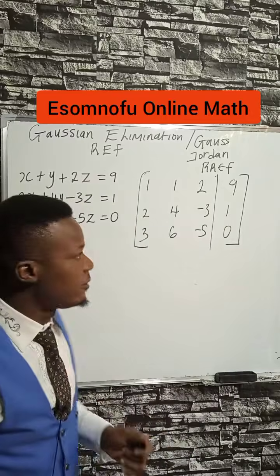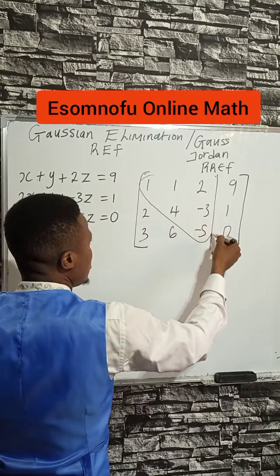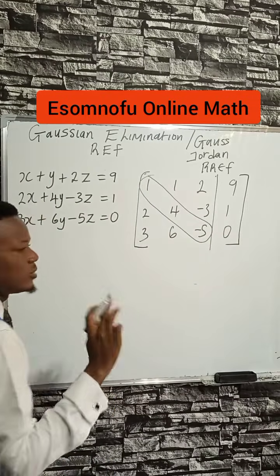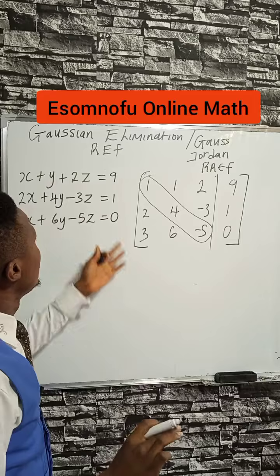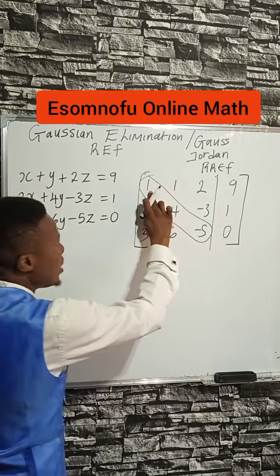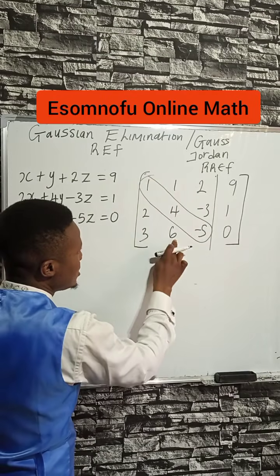Now, the idea of Gaussian elimination is to make sure that the leading diagonals are all 1, while the other elements are 0. If you're able to achieve it, it means you've understood the Gaussian elimination method. To do that, here is already 1, so we are good to go. Then make sure that this is 0, this is 0, and this is 0. Here is 1.